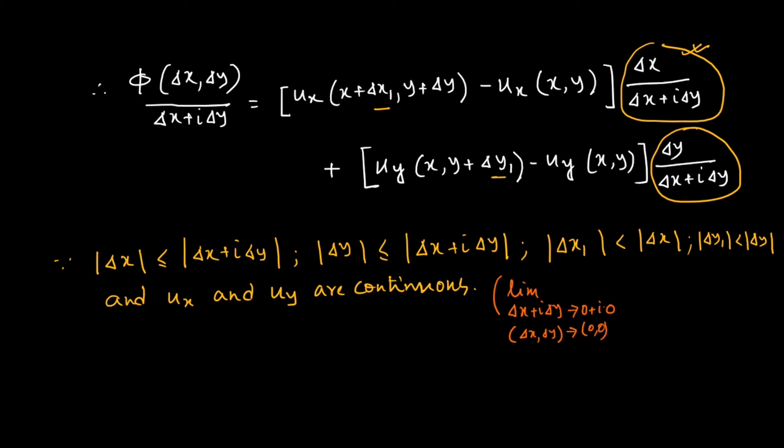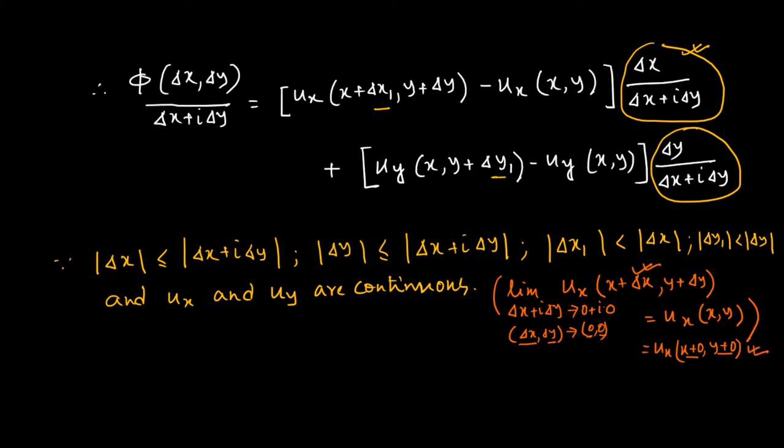Can I write that this limit, when delta x plus i delta y approaches 0, if I apply this on ux at x plus delta x comma y plus delta y, if ux is continuous, this will be equal to ux at x, y? Because you can consider it as ux at x plus 0, y plus 0. That means delta x approaches 0, delta y approaches 0. So the limiting value is equal to the functional value. Can I write in this way? We can write this because of this continuity.